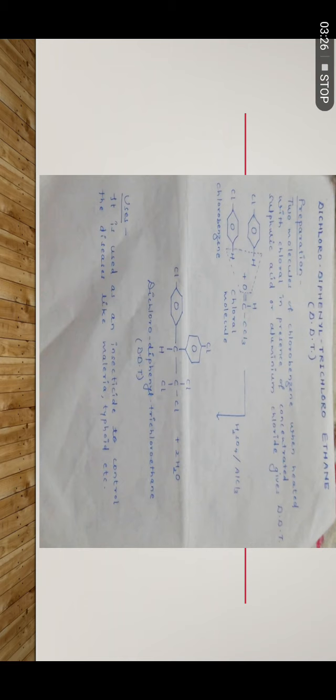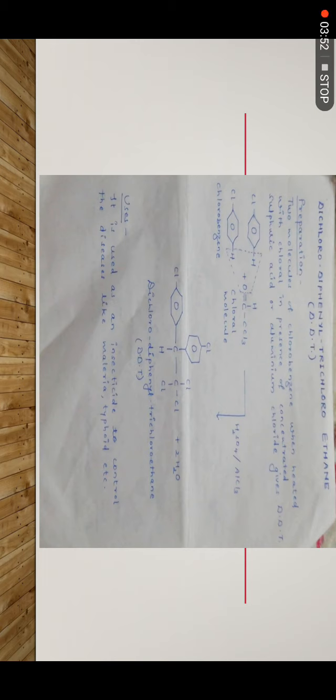So in this preparation, 2 molecules of chlorobenzene react with 1 molecule of chloral in presence of sulfuric acid or aluminum chloride, and we get DDT, that is dichloro diphenyl trichloroethane. Now the uses of DDT: it is used as an insecticide to control diseases like malaria, typhoid, etc.